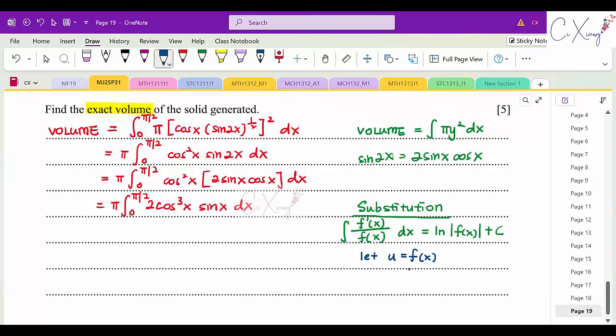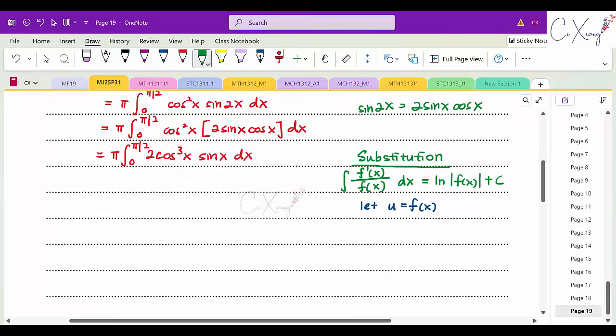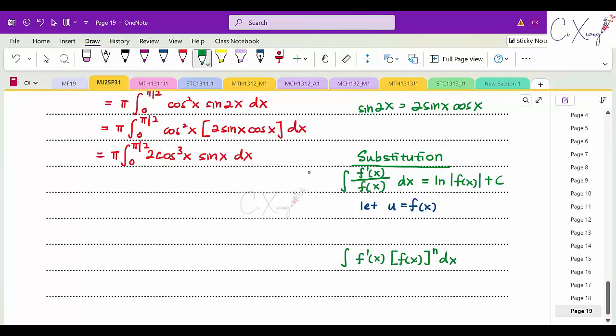So actually it involves the substitution technique when you're having f prime x over fx. Therefore, this technique is also useful for some other integration that involves f prime x and also fx. Another example would be what we have here. If you are having f prime x and also fx with power n, okay, you can see f prime x then with fx, right?